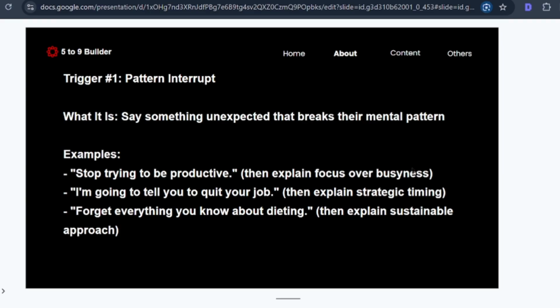Now, pattern interrupting, what is it? You say something unexpected that breaks their mental pattern. For example, stop trying to be productive. When you say something like this to somebody who is already productive, you are doing a pattern interrupt. The person's pattern is to work hard, and now you are telling them not to work hard. So whatever my mind has been programmed to accept, you are interrupting it.